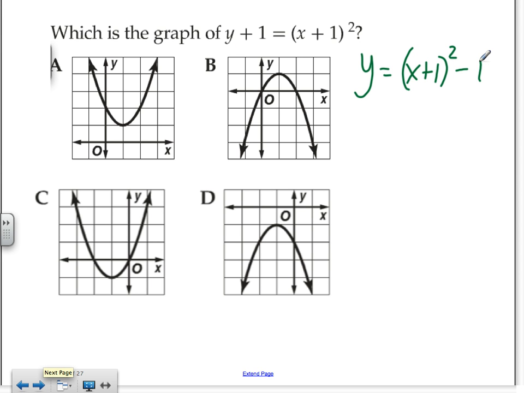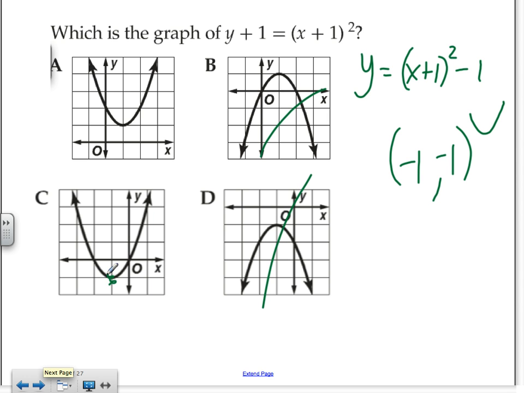Can we pull out the vertex? What is the vertex? Negative one, negative one. And by the way, is this graph facing upward or downward? Upward. So if it's upward facing, which two can we eliminate? B and D are gone. And we know that the vertex is at (-1, -1), and it's upward facing. See how easy that is?